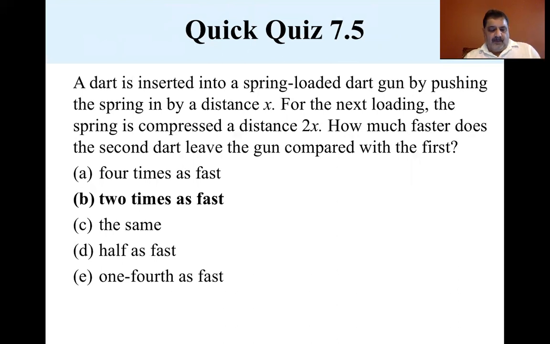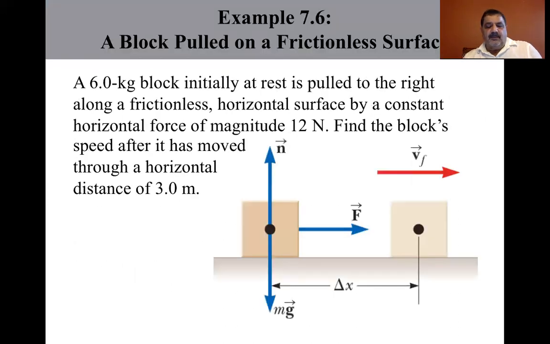All right, let's look at an example. A 6 kilogram block initially at rest is pulled to the right along a frictionless horizontal surface by a constant horizontal force of magnitude 12 newtons. Find the block's speed after it has moved through a horizontal distance of 3.0 meters.